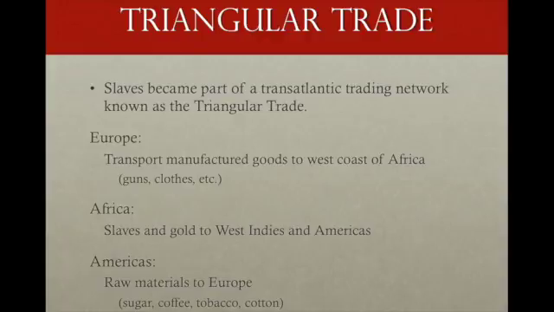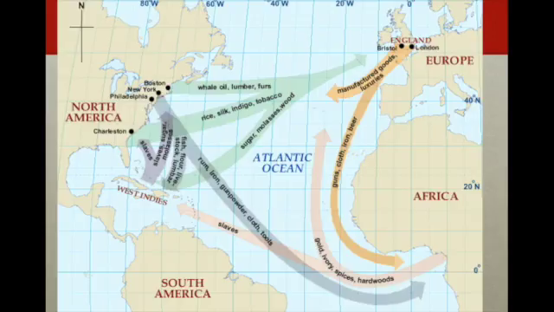And then in the Americas, that's where you're producing your raw materials, and those things are getting shipped back to Europe where they can be refined and manufactured. So if you take a look at this image, you can see how kind of a triangle develops here, right? From Europe, from England or wherever, they go to West Africa, from West Africa to the West Indies to the Americas, and then back over to Europe. So that's why we call it the triangular trade. But you got to know that manufactured goods come from Europe, slaves from Africa, and then your raw materials are going to be coming from the Americas.